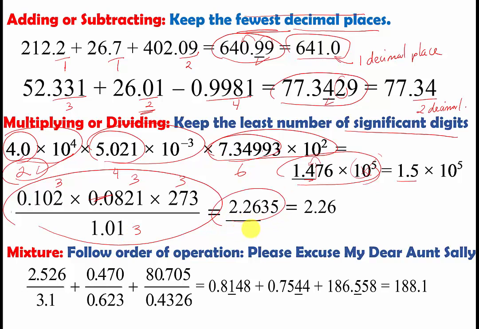We plug in the calculator. We have this number. Third significant digit. So that 3 will not change to 6. So we have 2.26.